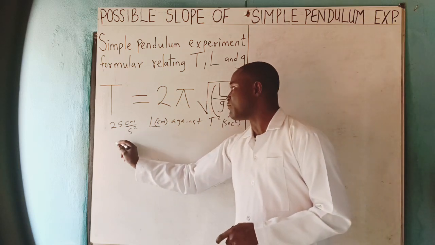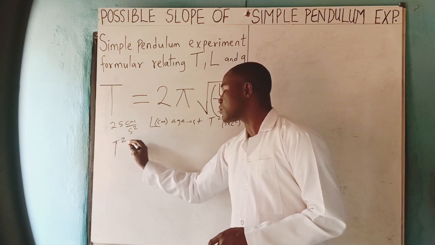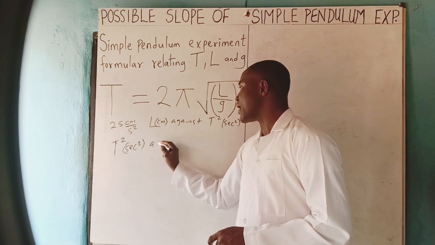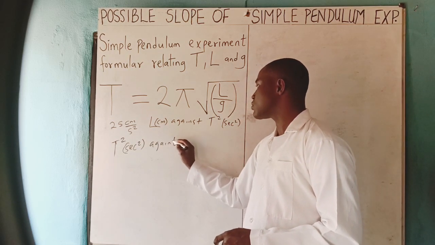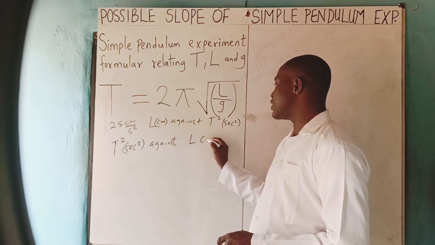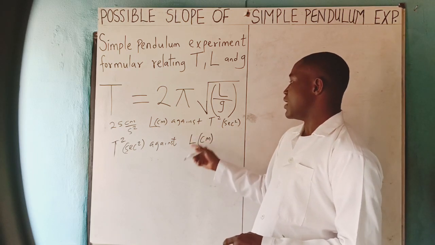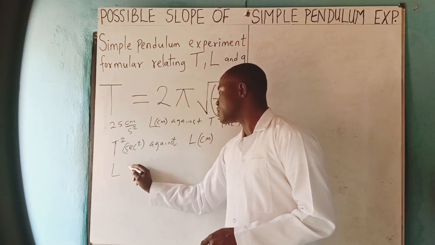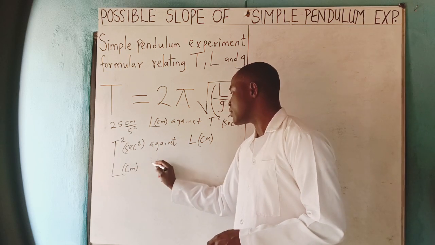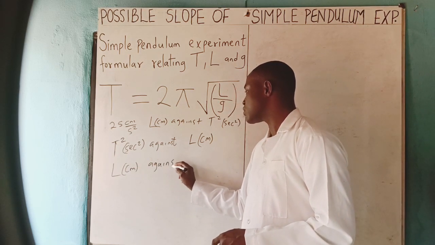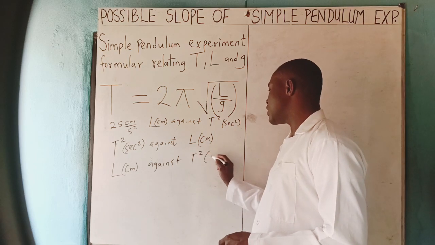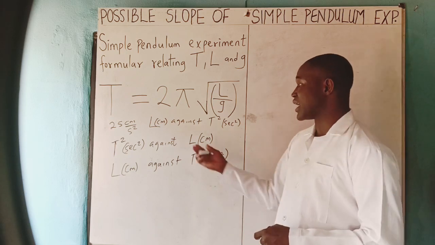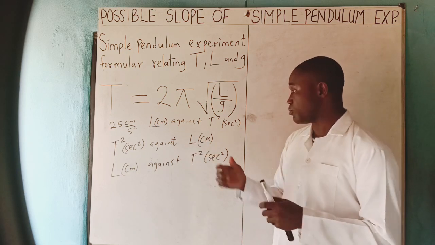There are two possible graphs one can be asked to plot in the simple pendulum experiment. That is, the graph of T squared, that is in second squared, against L in centimeter, either in centimeter or in meter. And the graph of L in centimeter or in meter against T squared, in second squared. Are you getting it? And so these are the possible graphs one can be asked to plot.